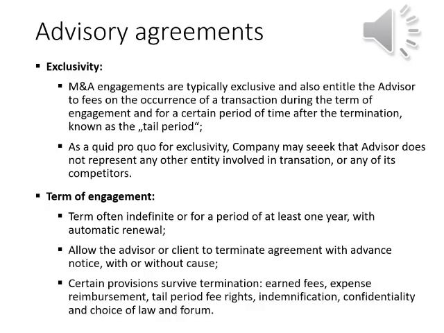The company may, as a quid pro quo for exclusivity, ask the advisor not to represent any other entity involved in the transaction, because it has been the case that advisors may get paid from both sides of the transaction. The term of engagement would either be indefinite or a period of at least a year with some renewal clauses. There may also be clauses to allow the advisor or the client to terminate the agreement, with obviously certain provisions surviving termination, such as earned fees, expense reimbursement, tail period rights, indemnification, confidentiality, and the choice of law and forum.